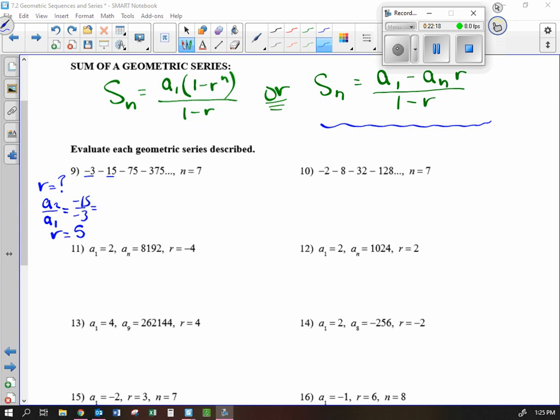Now we know that our r value is 5. Looking at the equations above, which one do we have every term for? Do we have a sub 1? Yes, we do. Do we have r? Yes, we do. Do we have n? Yes, we do. So we're going to use that first formula that we wrote down. S sub n is going to equal a sub 1, which is -3, times 1 minus our r value, 5, raised to the n, which is 7, all over 1 minus r.